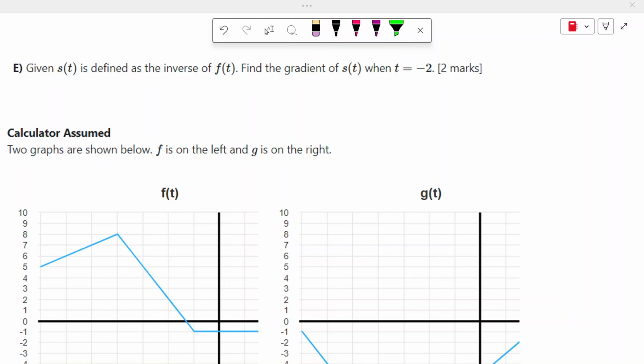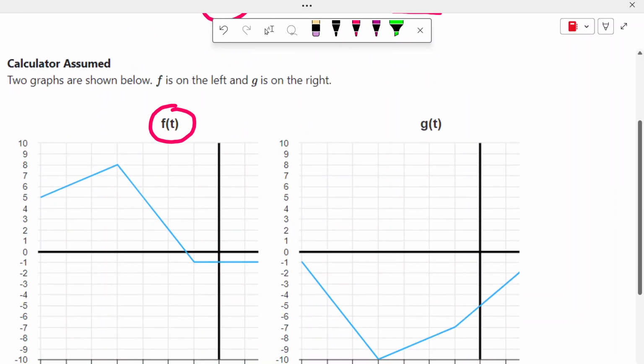Let's find s when it's the inverse of f of t. Now, f of t is this guy here, and we need to find it at t is equal to 2. So let's have a look.